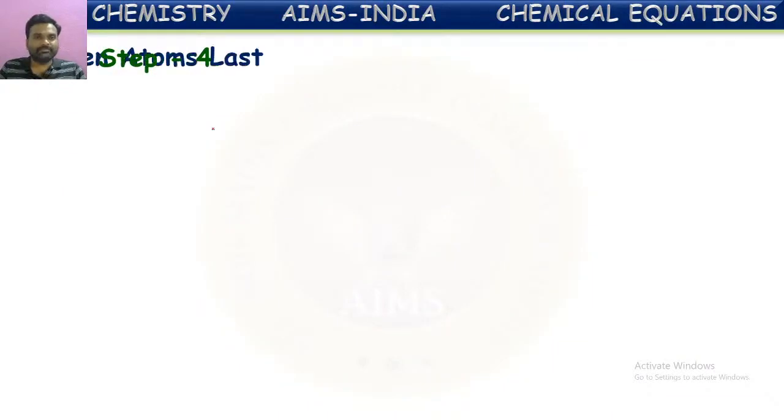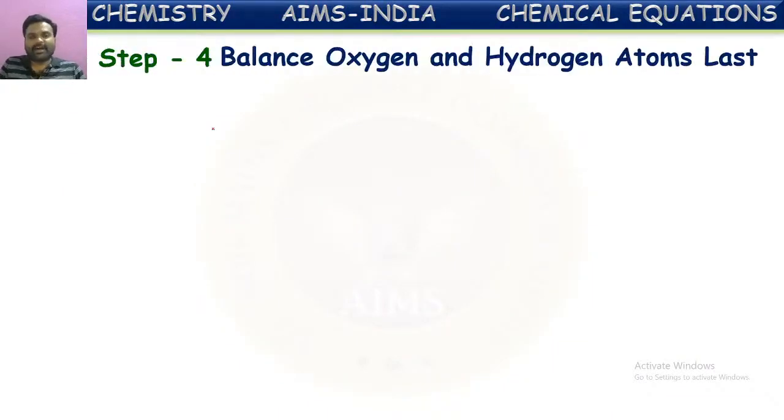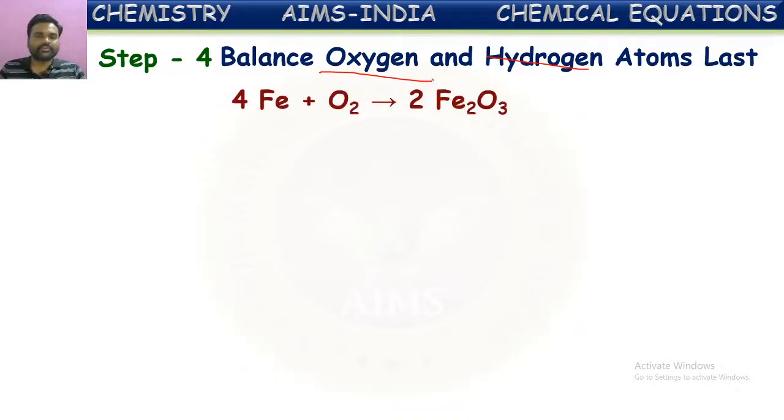Let us go to the next step. Now, after balancing iron, let us go for balancing oxygen atoms. Finally, we have to balance either oxygen or hydrogen present in the equation. In this equation, there is no hydrogen, so we need not go for this. First, let us balance oxygen after balancing iron. So, in this equation, after balancing of iron atoms, if we observe oxygen atoms on both the sides, on the left hand side there are only 2 oxygen atoms.